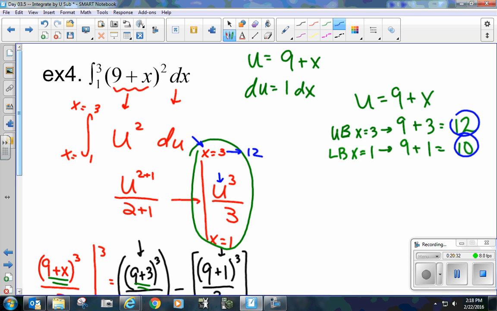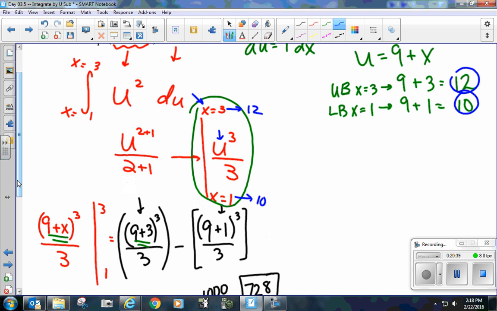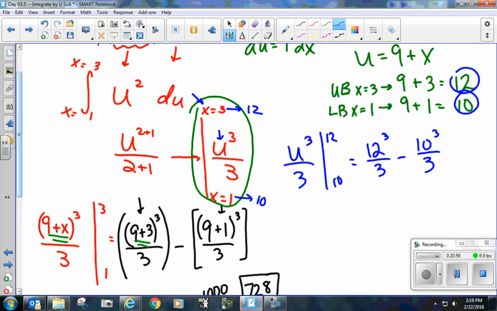This will turn to a 12. This will turn to a 10, right? Did we just figure that out? So look what I have now. I have u cubed over 3 from 12 to 10. That seems easier to me. You get 12 cubed over 3 minus 10 cubed over 3. Guess what you get? 78 over 3.